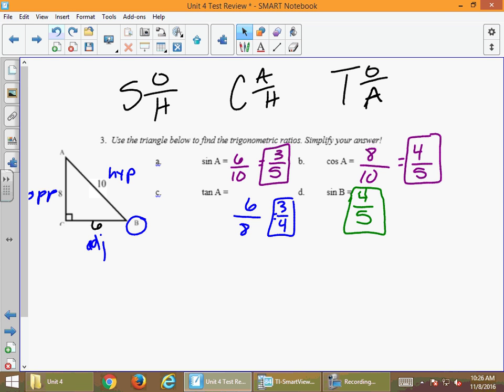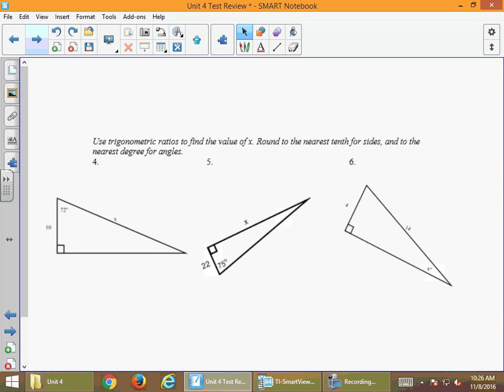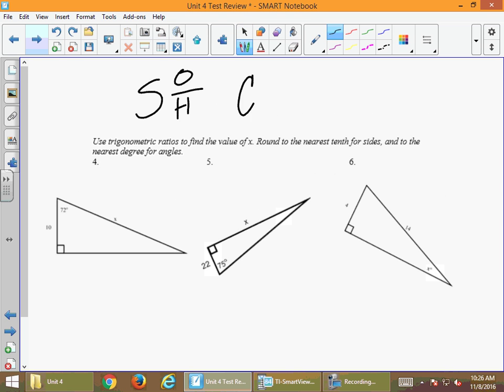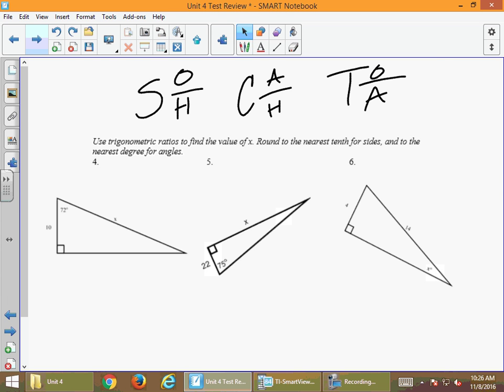Questions over that? Now we are going to apply this to the next section. And this is already written at the top of your paper. I'm just going to rewrite it for reference. We're going to use this trig ratio to find the value of x. It says round to the nearest tenth for sides and to the nearest degree for angles. That just means the nearest whole number.